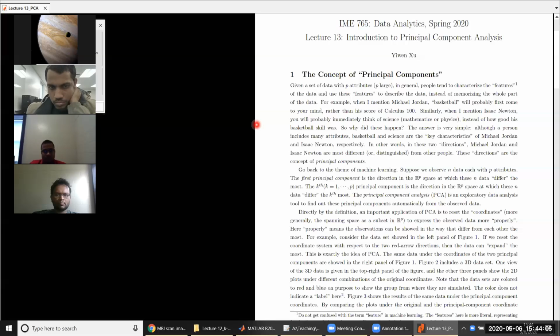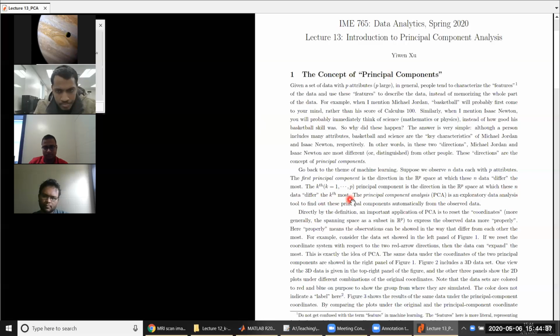Okay, now let's go back to the principal component, to machine learning. What does that really mean? Suppose we have n data, each with p attributes. Assume p is a large number, not a very small number. So we say the first principal component is the direction in this R^p space at which these n data differ the most. And the kth principal component is the direction in this R^p space at which the data differs the kth most. What does that mean?